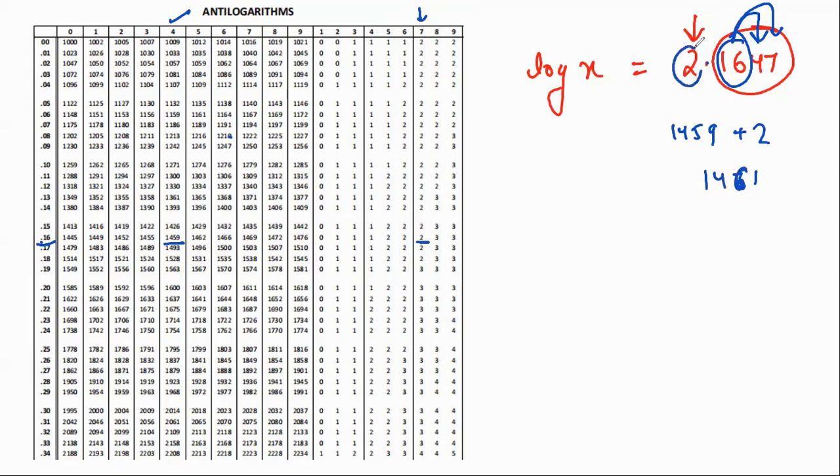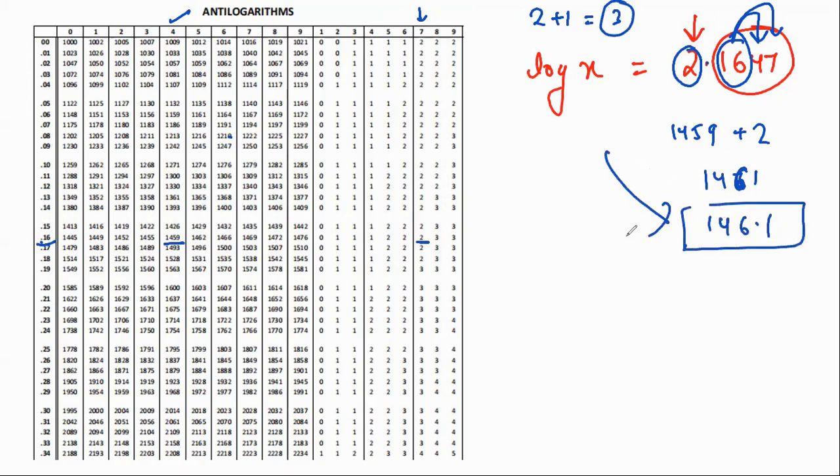So when we have this characteristic, which is 2, what we will do is increase 1 to that and it will be 3. And after 3 places, we will put the decimal. So this is how we will use this to get our answer.